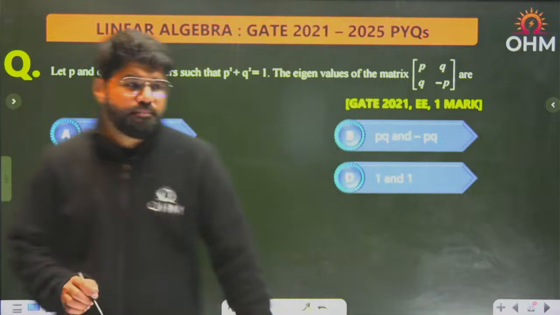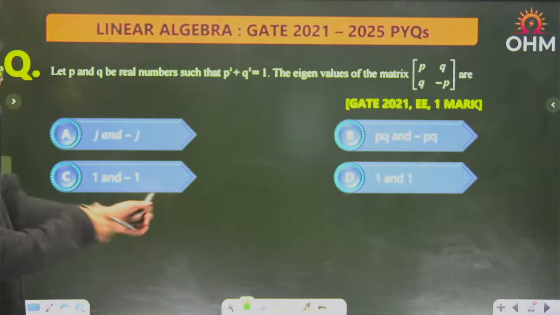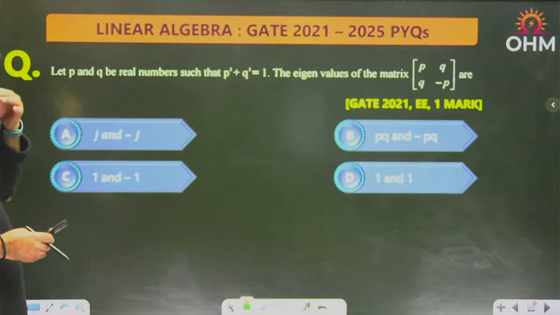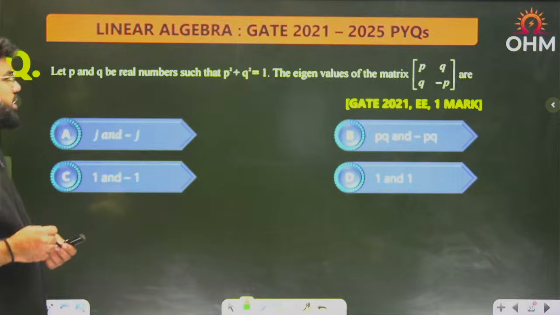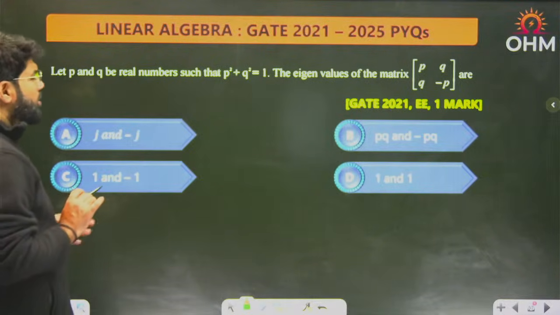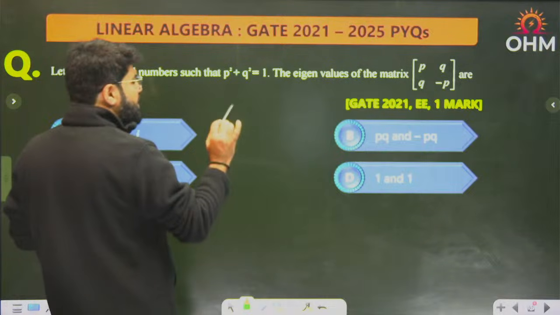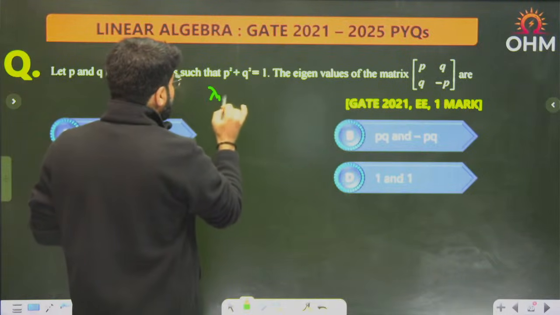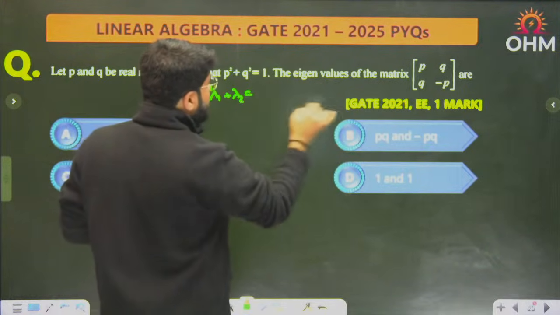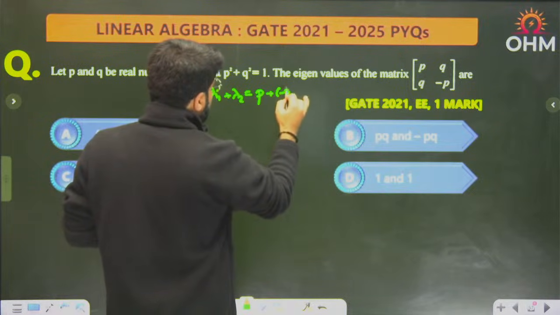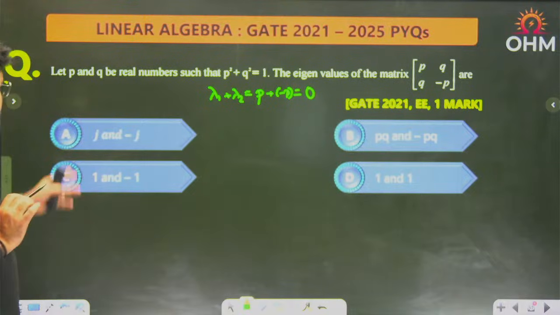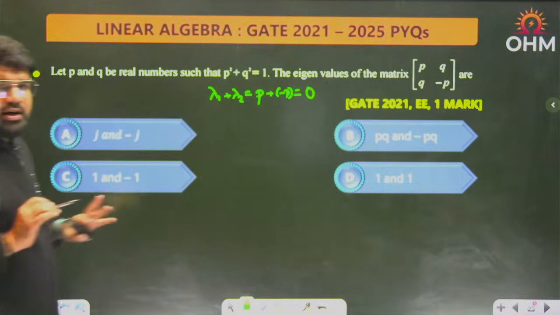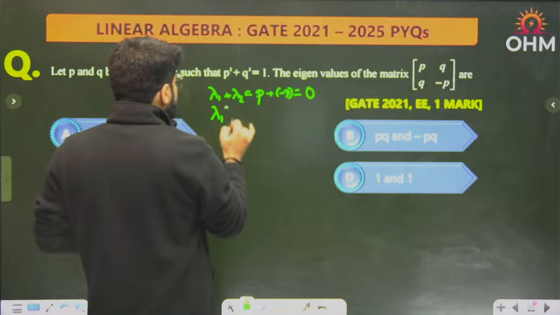Now the next question, GATE 21 double E, 1 mark. P and Q are real numbers such that P square plus Q square equal to 1. What are the eigenvalues of the matrix with rows P, Q and Q, minus P? The sum of the eigenvalues is equal to the trace, which is 0. A sum of 0 is possible in options A, B, C. Only D is discarded.